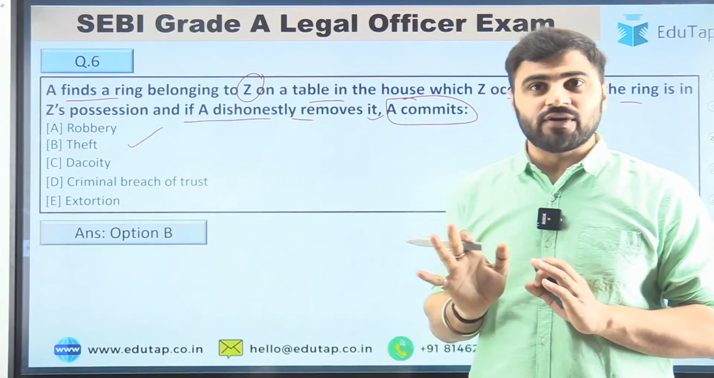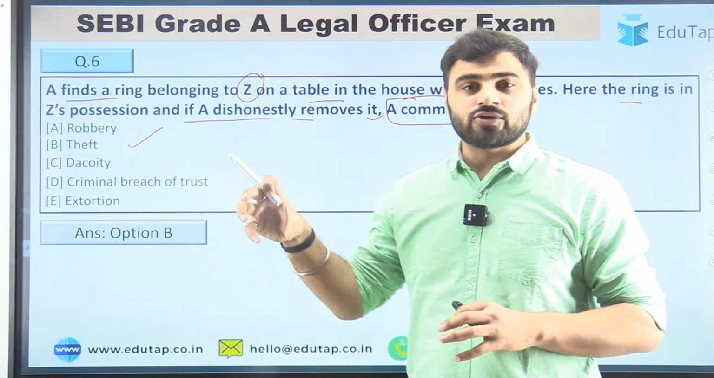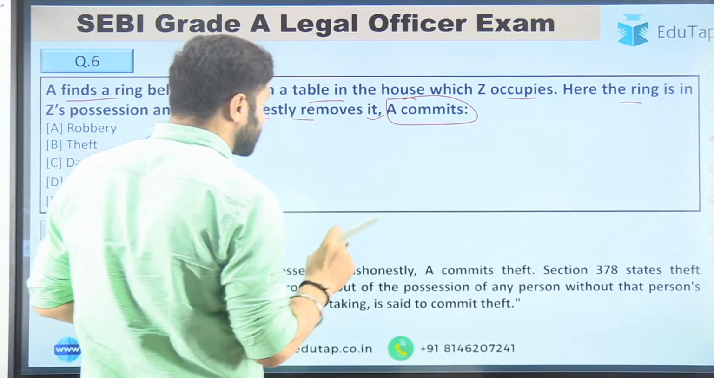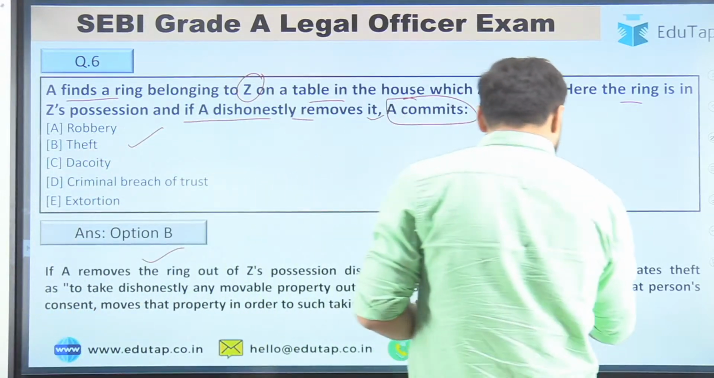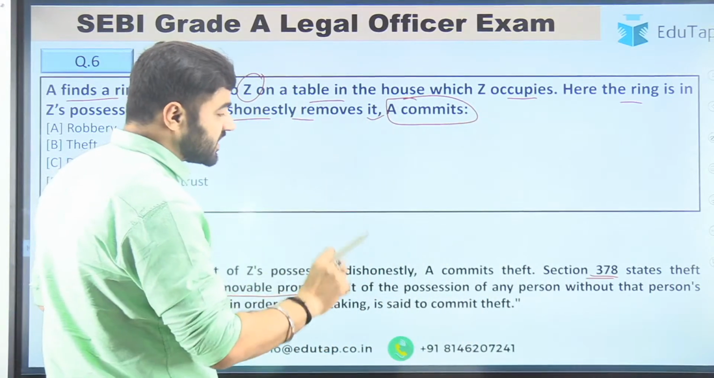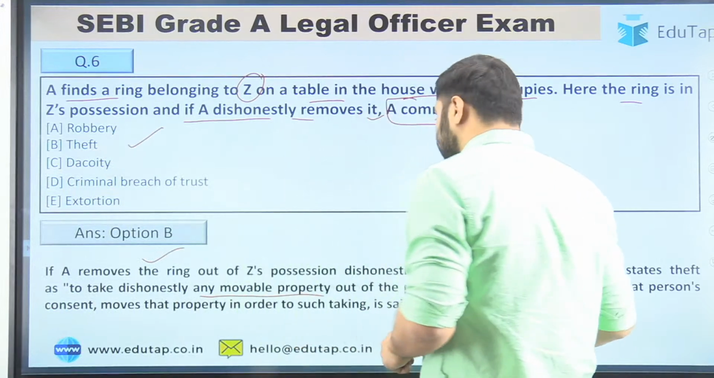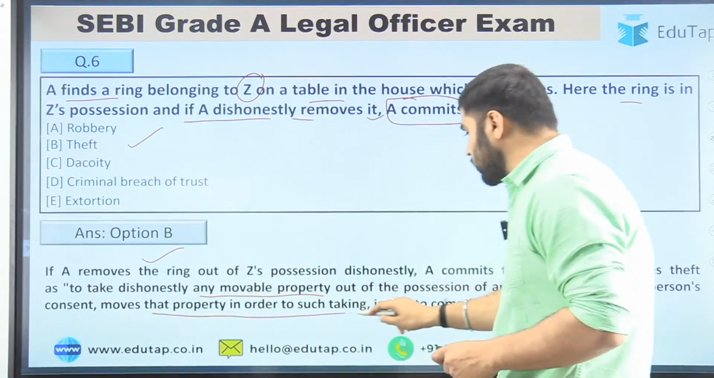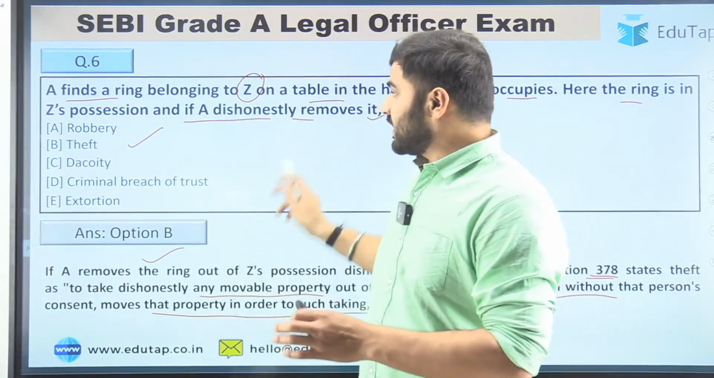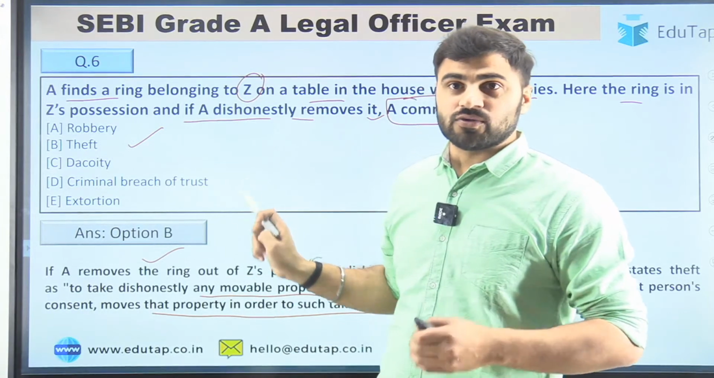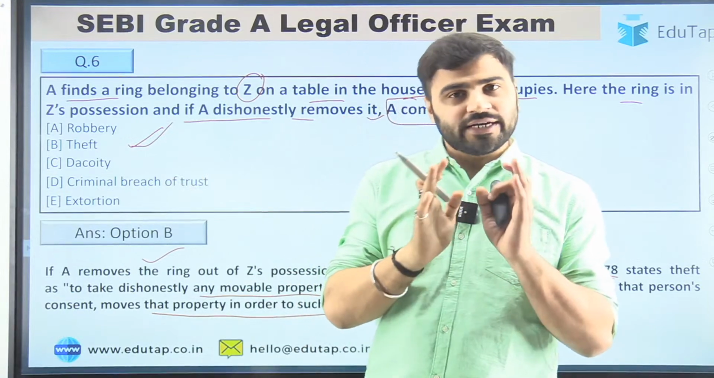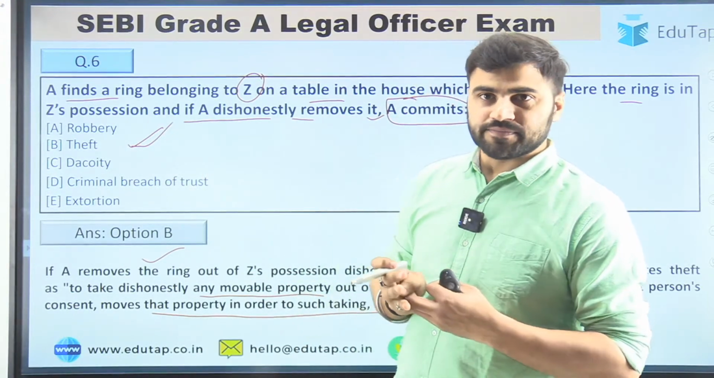Read the question carefully, then try to fit that into the actual theoretical provision. If A removes the ring out of Z's possession dishonestly, A commits theft. Section 378 states that whoever intends to take dishonestly any movable property out of the possession of any person without that person's consent, moves that property in order to such taking, is said to commit theft. Those who are saying option B are correct. Ujjwala is saying B. Great, so theft is the right answer. You have to read the question carefully, then try to attempt it.